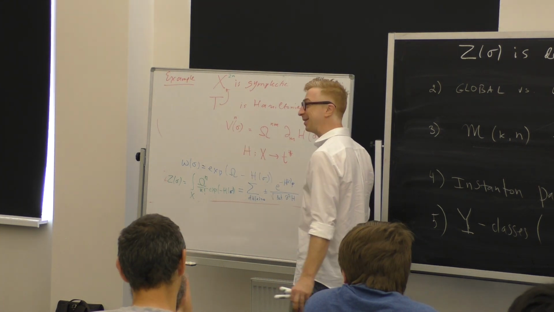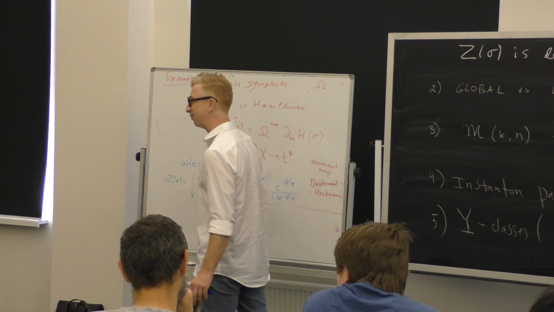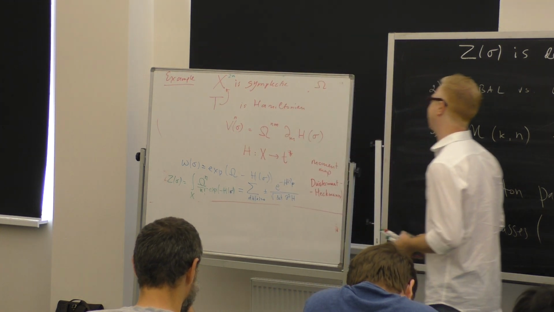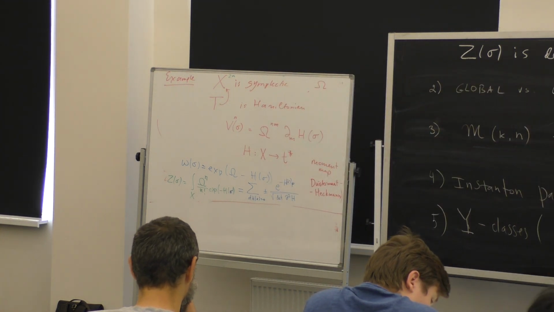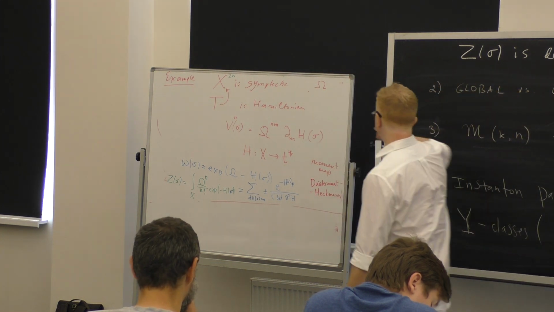So Duistermaat and Heckman derived it while studying the class of a symplectic form of a symplectic quotient. And so they didn't know any of this. All right, so this is how we compute things.